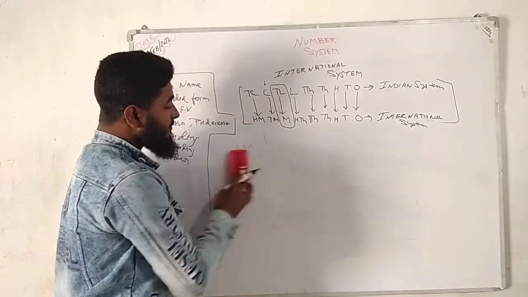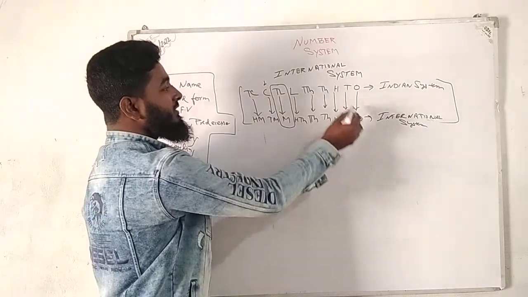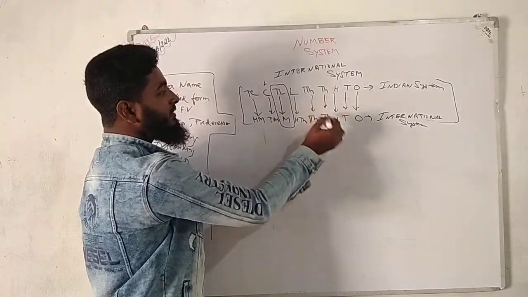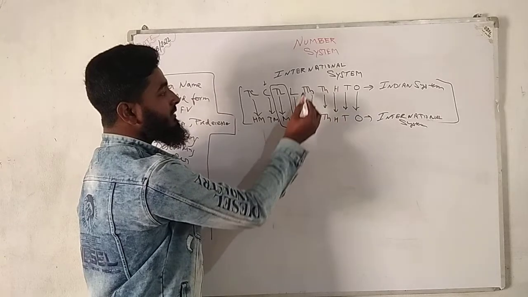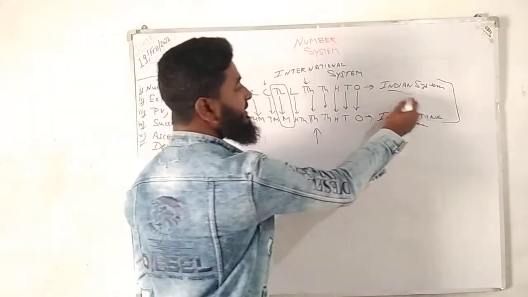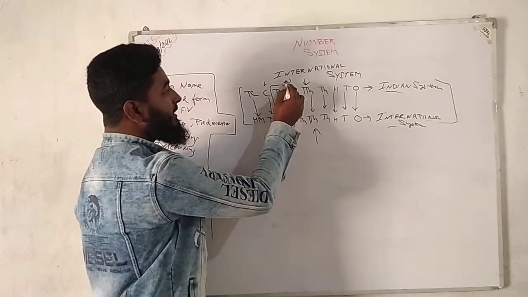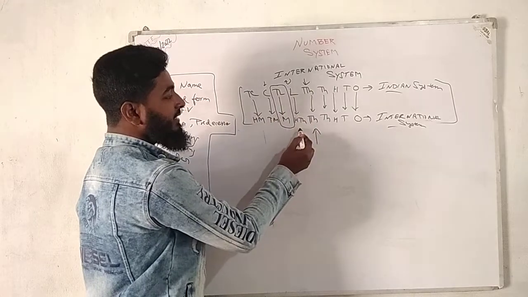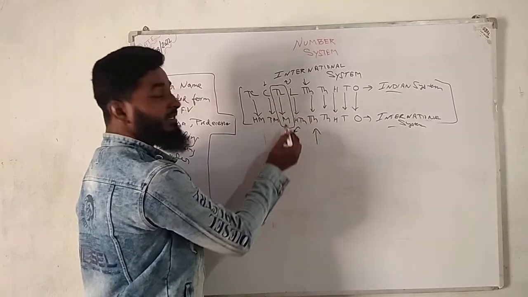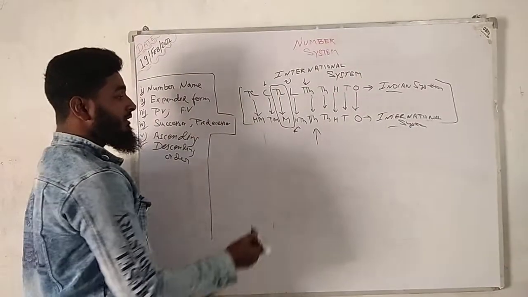So now, Indian system and international system. Indian system is ones, tens, 100, 1000, 10,000. Up till here it is the same, whether it is the Indian system or the international system. Now from here it is different. For lakh it is 100,000. For 10 lakh it is million. For crore it is 10 million. And for 10 crore it is 100 million.